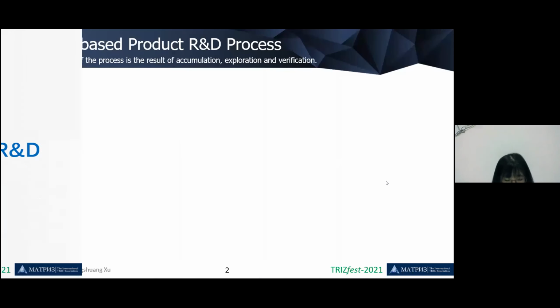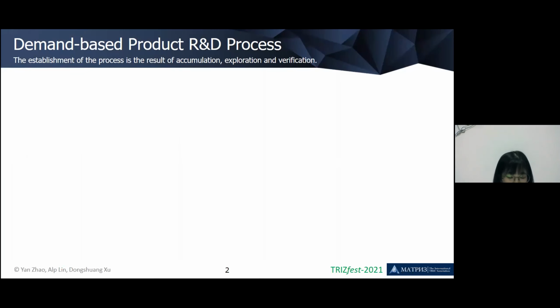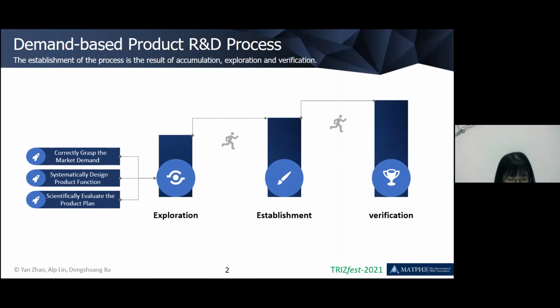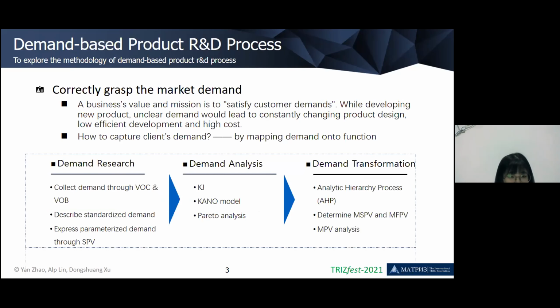In order to set up the process, we experienced about 3 stages. We were instructed and guided by Professor Sergey Ikovanko and many other TRIZ masters. The 3 stages included exploration, establishment, and verification. In the exploration stage, firstly, we should understand the market demand. So we use the VOC and VOH, the demand, and change it into parameters. And we analyze the demand through the KJ channel model and other analysis methods. And then we also use MPV analysis to transform the demand into functions.